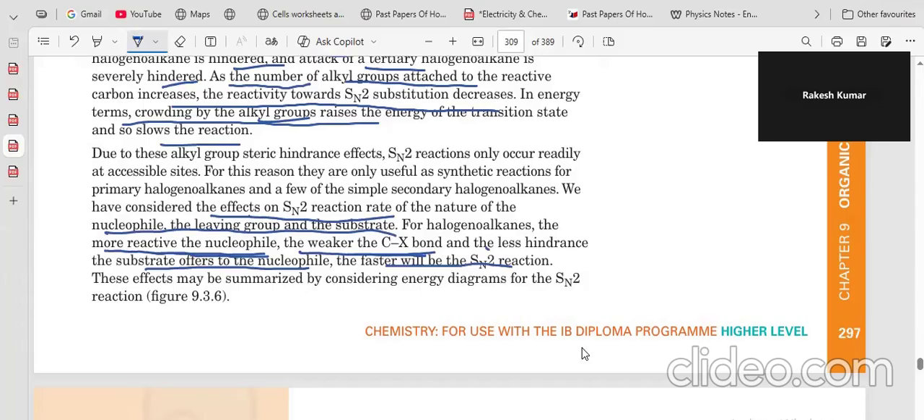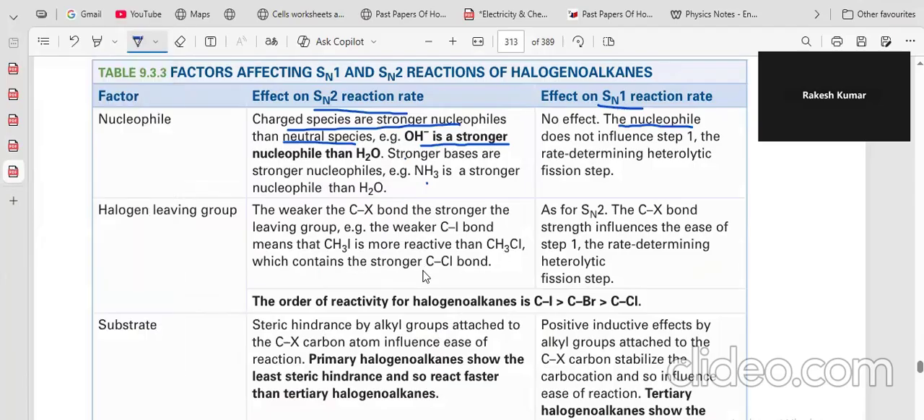The weaker the bond, the better the chances of SN2 happening, and with less hindrance, better chances of SN2 happening. So SN2 will happen if the nucleophile is strong, if the bond is weak, and if there's less hindrance. That's why less hindrance in primary. So SN2 is mostly happening in primary. The weaker the C-X bond, the more reactive, but this is common to both. In SN1 also the C-X bond breaking is the rate determining step, and the carbocation is formed. So if the bond is weaker, it supports both SN2 and SN1.